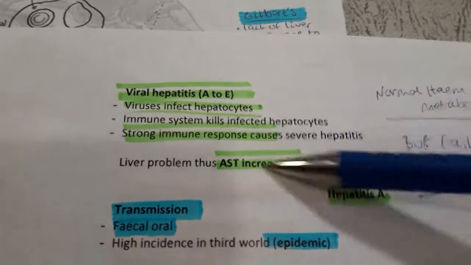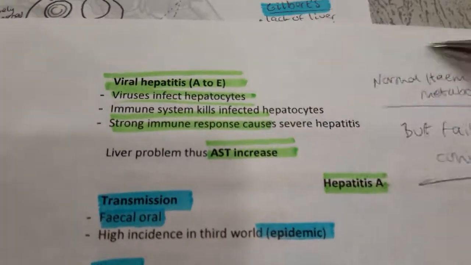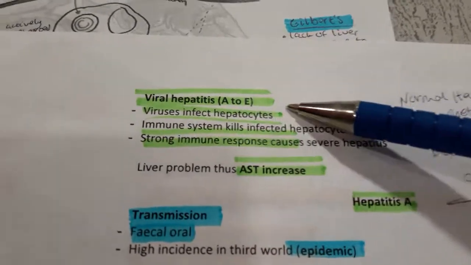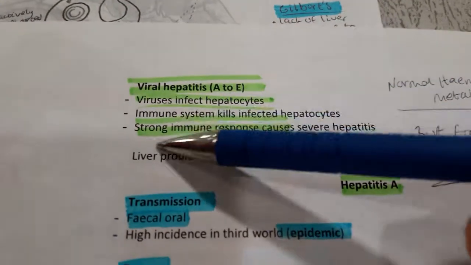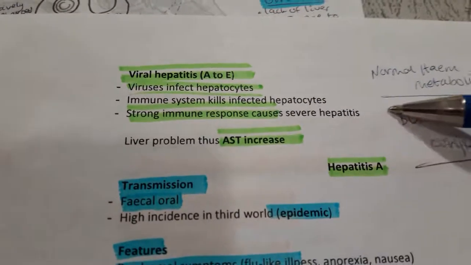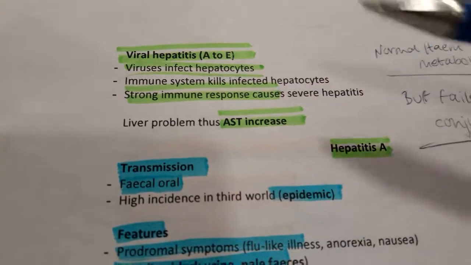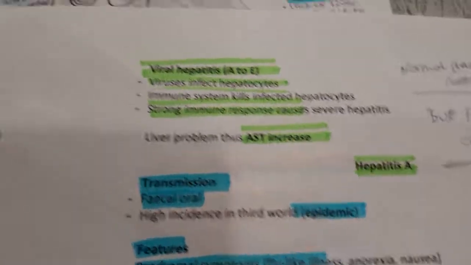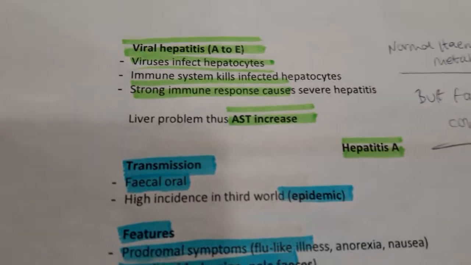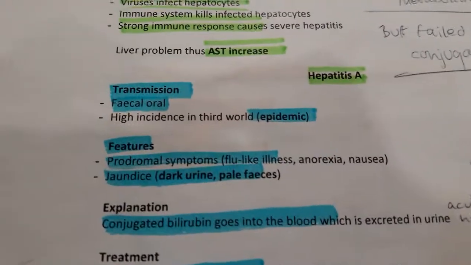So what is hepatitis? Well, essentially, viruses A, E, B, and C infect the hepatocytes, and the body's abnormal immune response kills the infected hepatocytes, causing hepatitis. And because there's a liver problem, you're going to get an AST/ALT increase. And as I mentioned, there's different kinds of hepatitis. There's A, E, which are very similar. There's B, and there's C. So first of all, let's look at A.